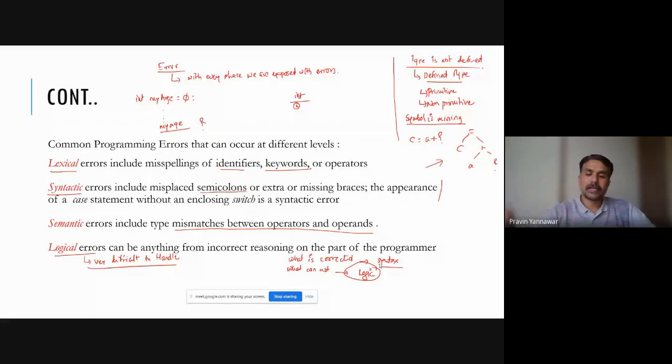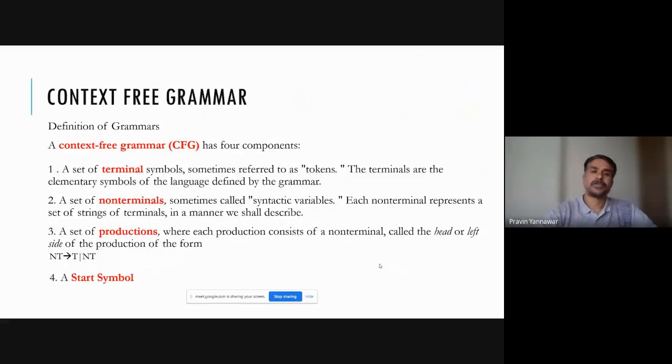And these errors are progressive things. So if you get an error at one particular phase, it will be reflected everywhere. Okay, so it doesn't mean that a lexical error will not have any impact on the syntactical error or likewise. Everywhere it is being reflected. Okay, so you need to understand this.